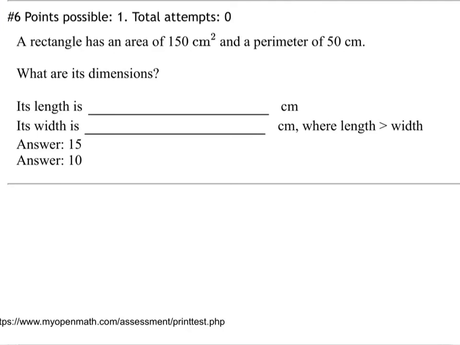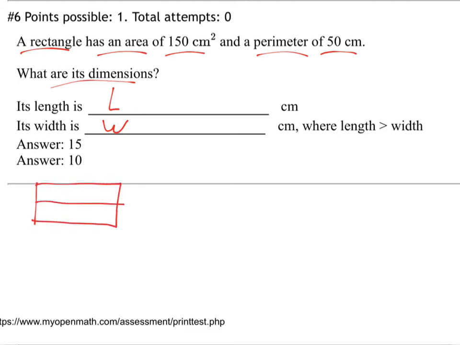Number 6. A rectangle has an area of 150 square centimeters and a perimeter of 50. What are its dimensions? What's the length and what's the width? Okay, well, do you remember for a rectangle, suppose your rectangle was 2 by 4? Let me just make up an example here. Let's suppose that it's 2 squares tall and 4 squares wide. How many total squares? 1, 2, 3, 4, 5, 6, 7, 8.